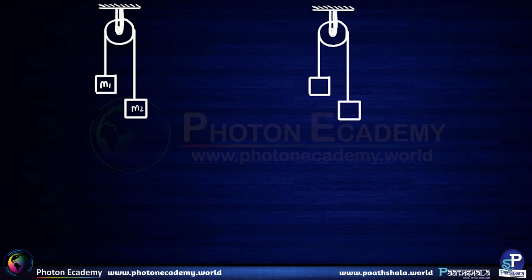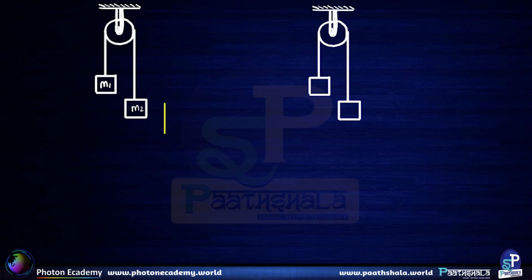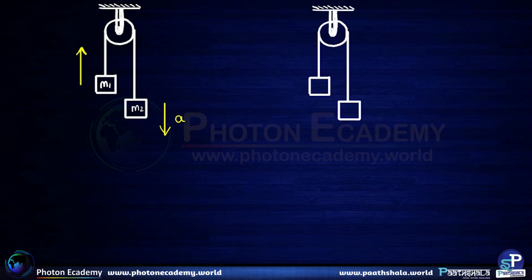So here the acceleration of m2, let us say if we assume in the downward direction, let's say this is a, then the acceleration of m1 will automatically be in the upward direction logically, because they are connected via a string that passes over a pulley. So this is a in the upward direction.